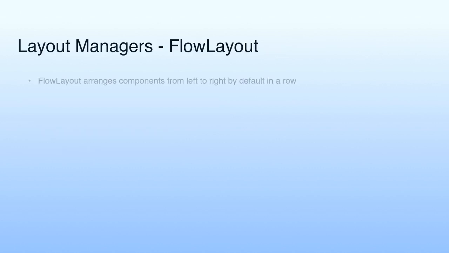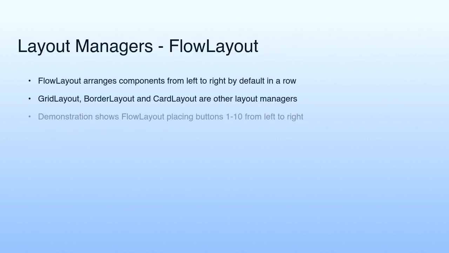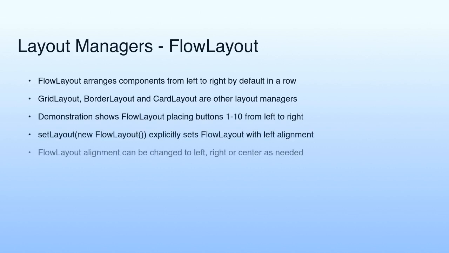The flow layout arranges components from left to right by default in a row. Other layout managers include grid layout, border layout, and card layout. The demonstration shows flow layout placing buttons 1-10 from left to right. Set layout new FlowLayout explicitly sets flow layout with left alignment, and the alignment can be changed to left, right, or center as needed.